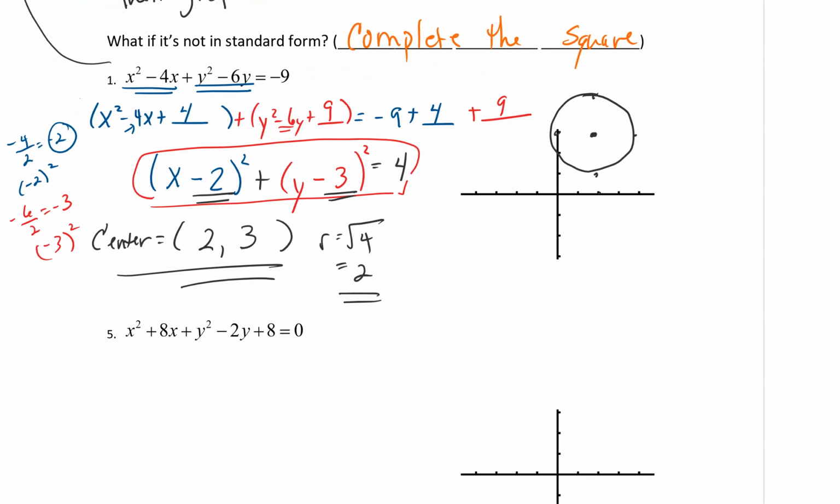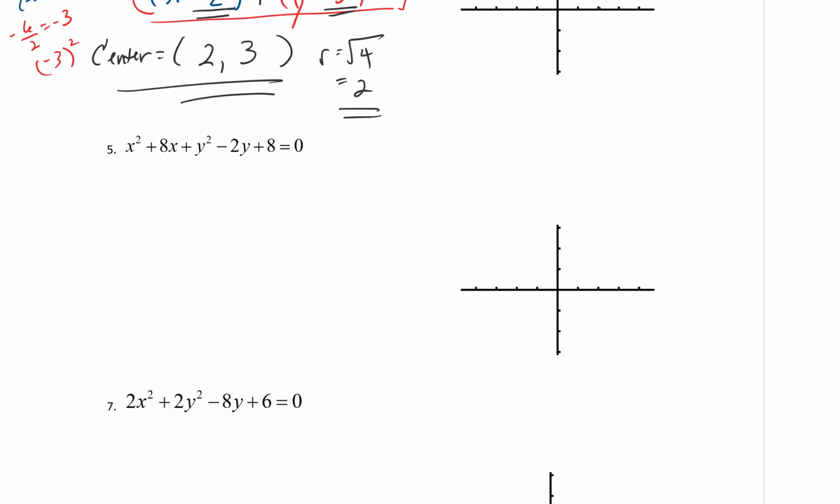Notice this first example, and then the one that says number 5 here. The coefficients in front of your x squared and y squared are both positive. They're both 1. In this case as well, you are given an 8x and negative 2y, so that makes a difference. So now we're going to start the process again of completing the square.